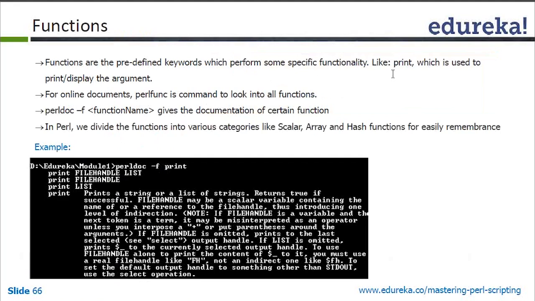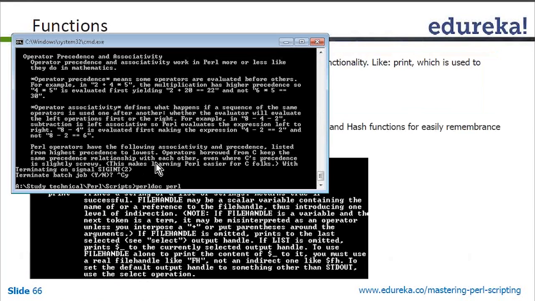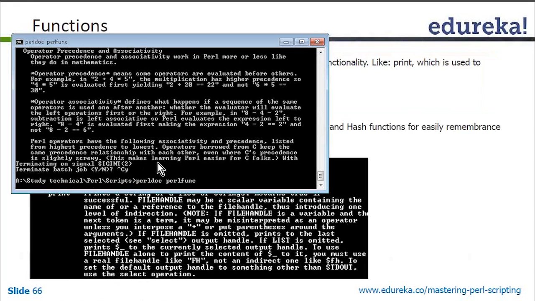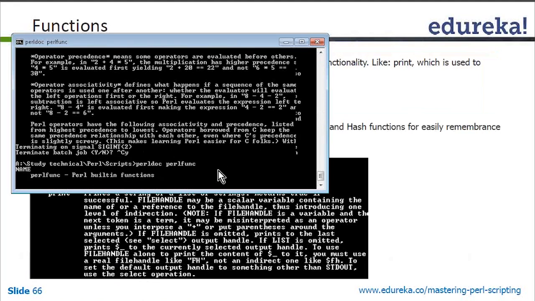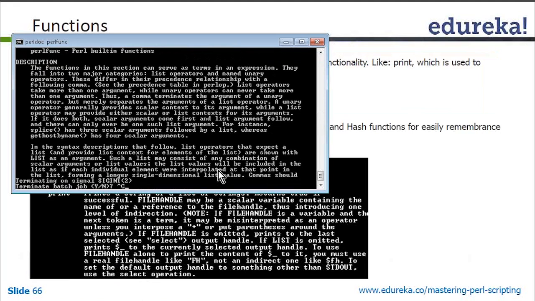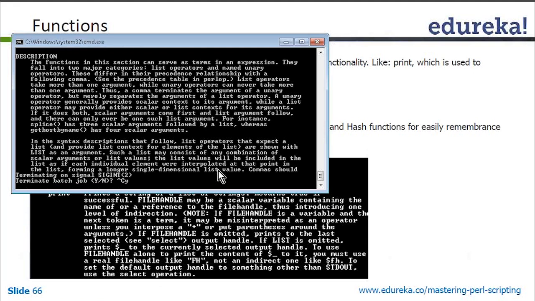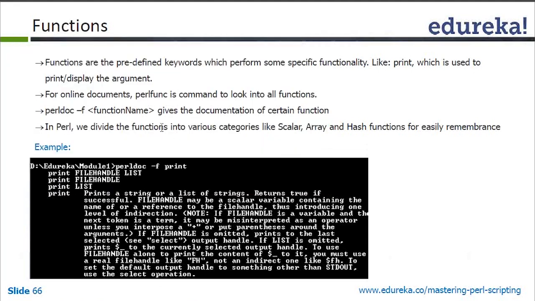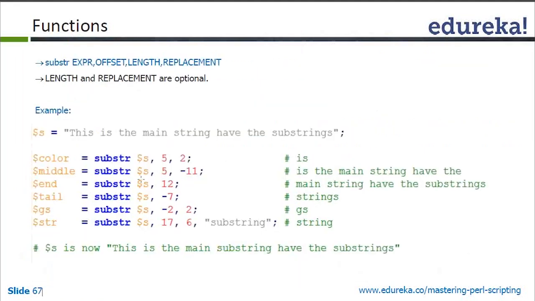For online documents, the perlfunc command is used to look into functions. If you want to look for Perl functions, just do perldoc perlfunc. It will give you the list of functions in Perl. You can just scroll down and see all the values. In Perl we divide the functions into various categories like scalar, array, hash for easy remembering. So here we can see that perldoc -f will print the function, like what the functions are.